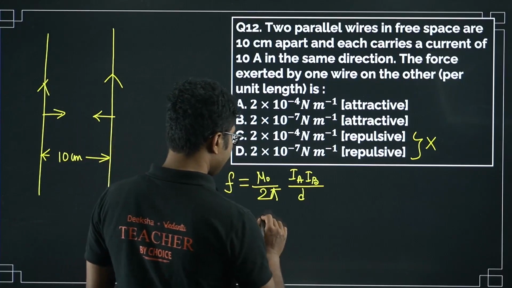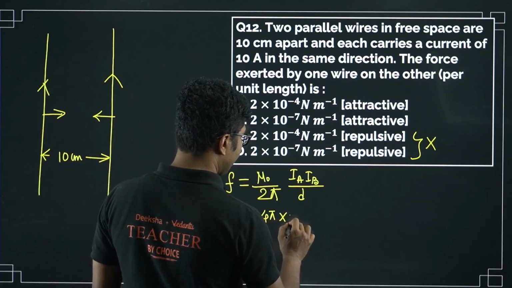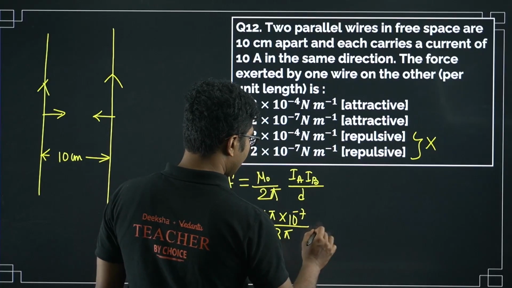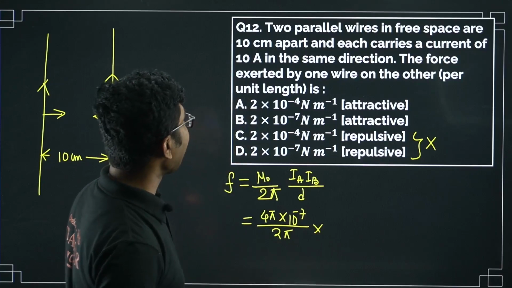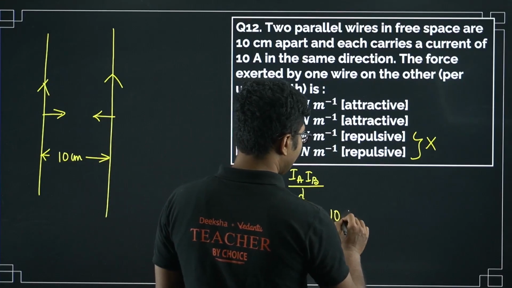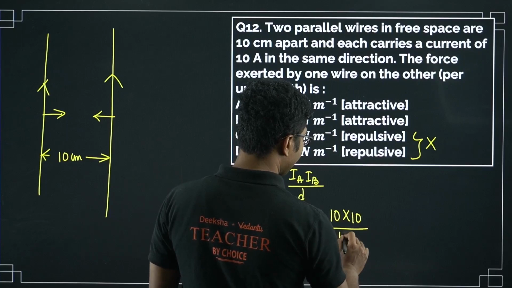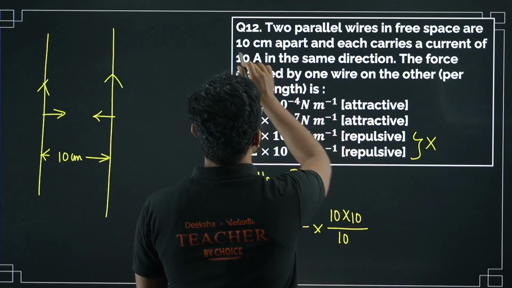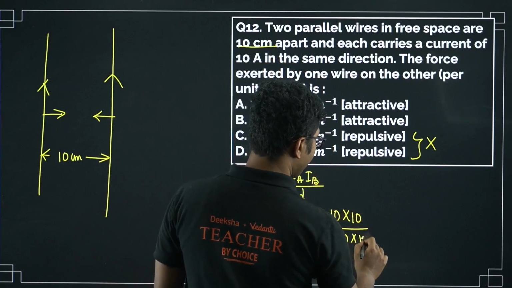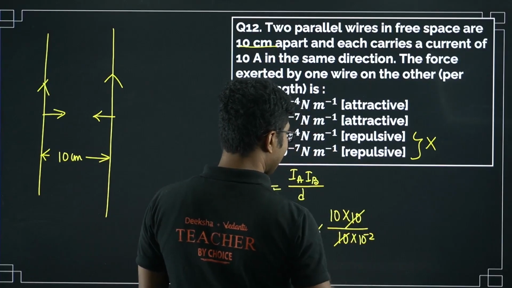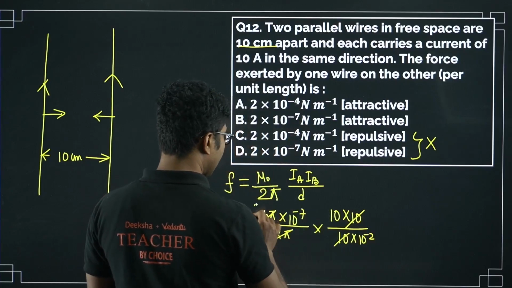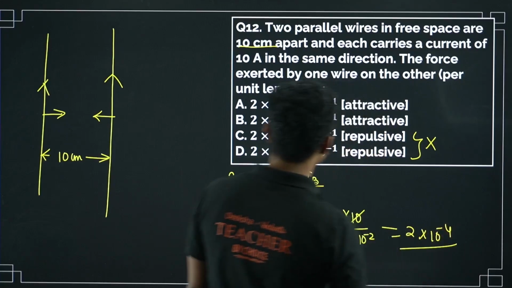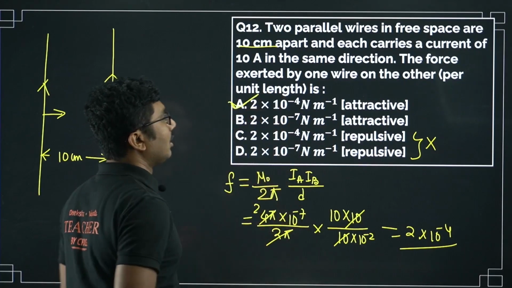So mu naught is 4 pi into 10 to the power of minus 7 divided by 2 pi into Ia Ib, both are carrying a current 10 ampere. So 10 into 10, and the distance is 10 centimeter, right? Yes, 10 centimeter. So 10 into 10 to the power of minus 2. So one of the 10s will cancel and 2 will cancel. You will get 2 into 10 to the power of minus 4. Okay, so 2 into 10 to the power minus 4 Newton per meter.